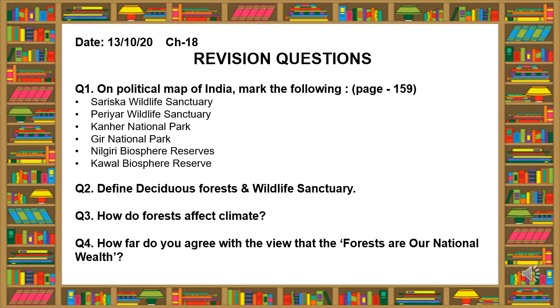On the political map of India, you have to mark the following, and the map in your book is given on page number 159, chapter number 18. You have to take a political map of India and mark Sariska Wildlife Sanctuary, Periyar Wildlife Sanctuary, Kanha National Park, Gir National Park, Nilgiri Biosphere Reserve and Kaval Biosphere Reserve. Children, after doing the map, please send it to me. And remember, a map is there in your exam from chapter number 18 only.